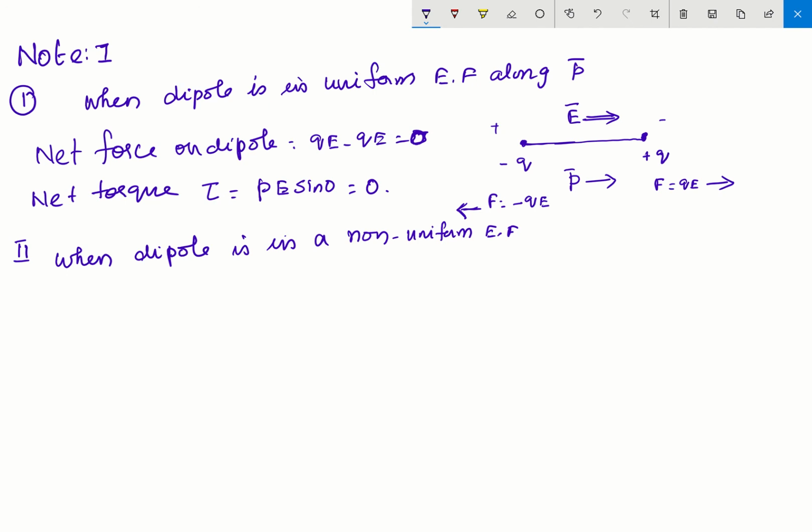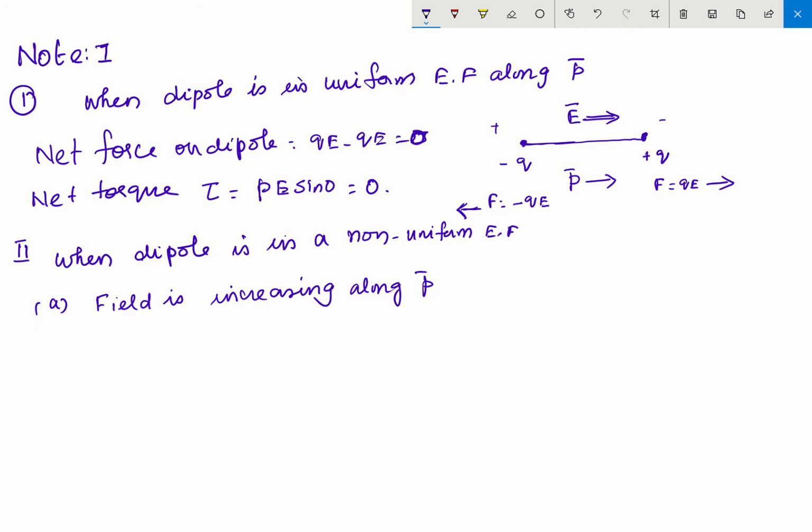But how non-uniform? There also there is some regularity. I am considering that the field is increasing along P. It is non-uniform, but there is some regularity here: the field is increasing along P.